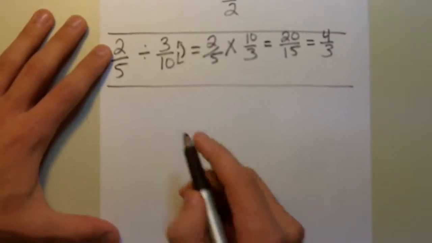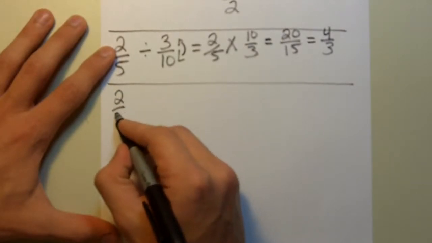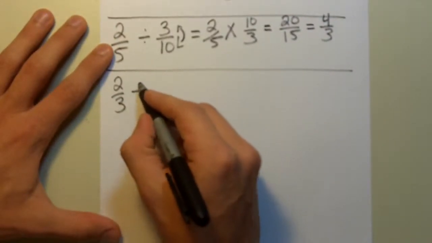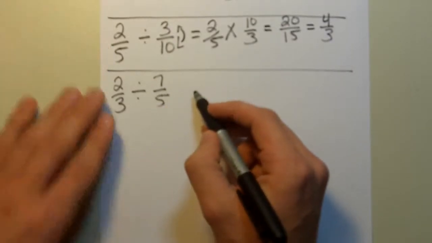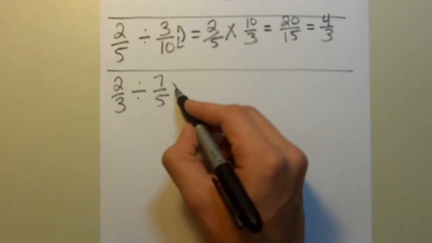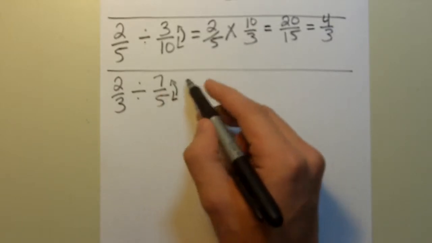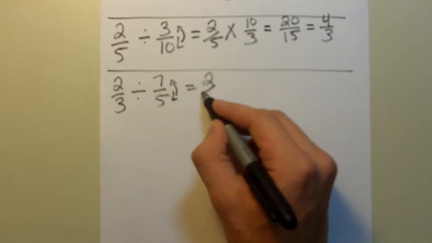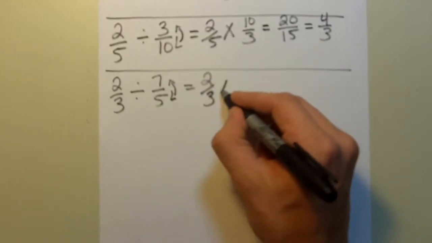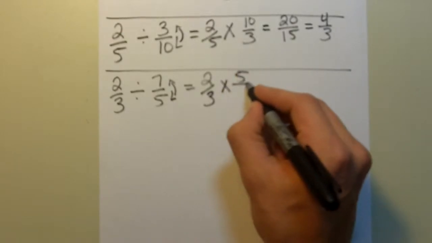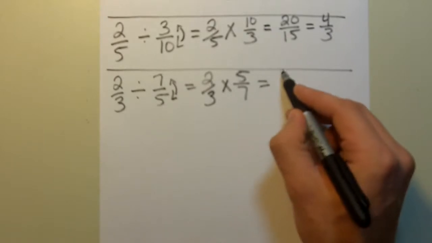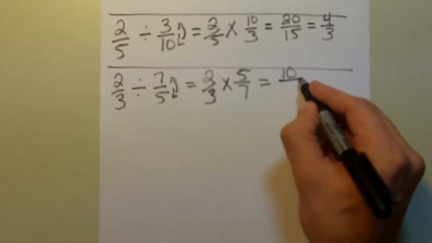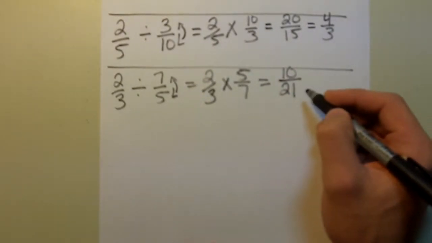Now another one we can do is 2 over 3 divided by 7 over 5. Now we're just going to flip this term here, this second term. It's going to equal 2 over 3 multiplied by 5 over 7. So what we're going to get here is 10 all over 21.